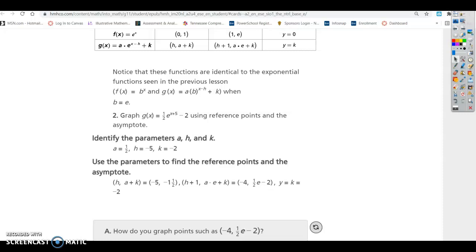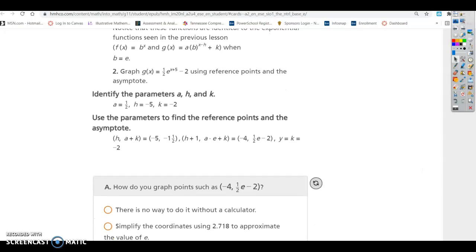All right, so graph g of x equals 1/2 e raised to the x plus 5 power minus 2 using reference points and asymptote. So identify the parameters a, h, and k. So you can see a is 1/2. H is opposite whatever this is, so -5, and then k is -2. So remember again that this is going to be your horizontal movement, this is your vertical movement, and a is your vertical stretch or compression. All right, so use the parameters to find the reference points and the asymptote.